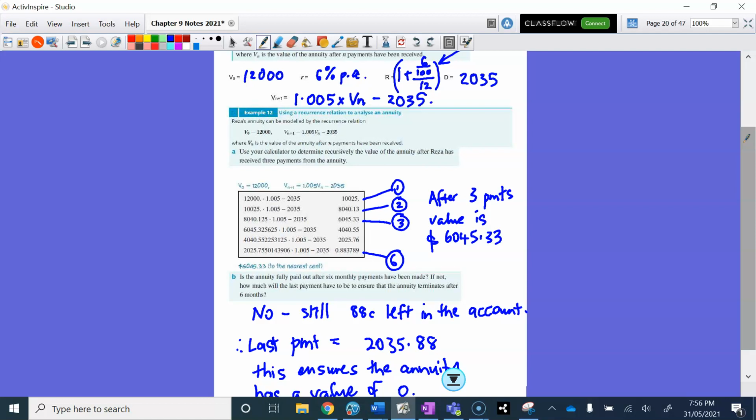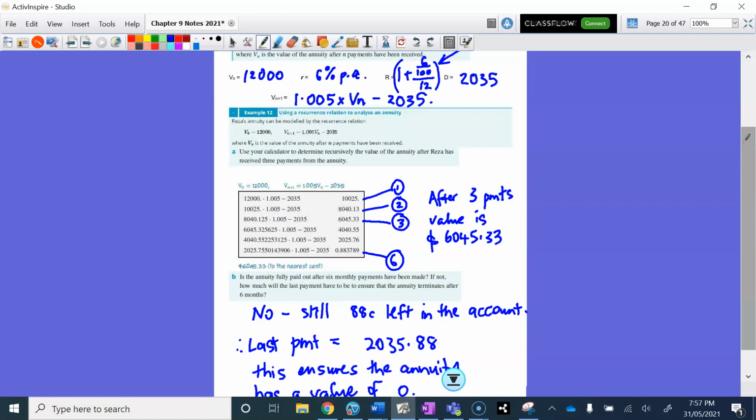You can see there part B asks you, is the annuity fully paid out after 6 monthly payments have been made? Because you can see there that it's not down to 0 yet, there's still 88 cents left in that annuity. So the last payment would be more than $2,035. So for that 6th payment in the last month, he would take out the $2,035 plus that extra 88 cents that's left in there, and that ensures the annuity is fully paid out and the value of the annuity is now 0.